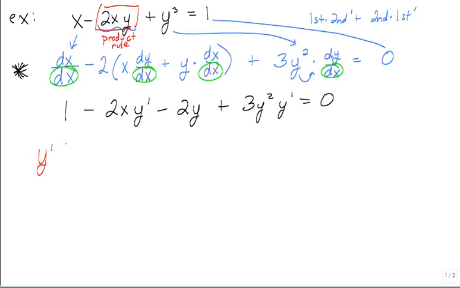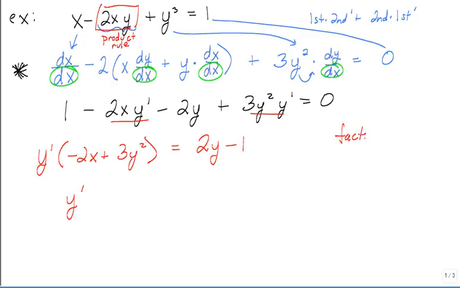Okay, now I'm going to factor out a y prime from here and here. And take everything that doesn't have a y prime onto the other side, and then I divide. So again, the steps are the same. Factor out y prime. Take everything over that doesn't have a y prime, so that's going to go to the other side, that's going to go to the other side, and then I divide.